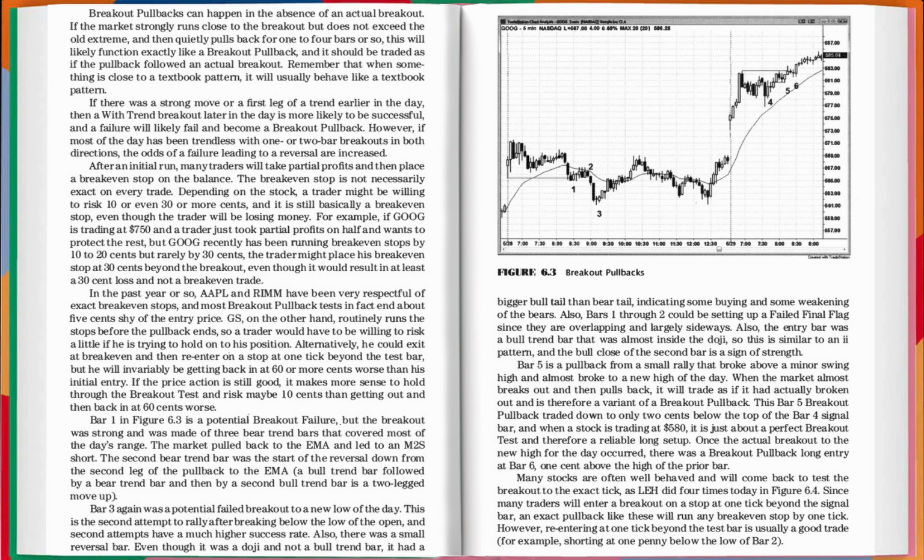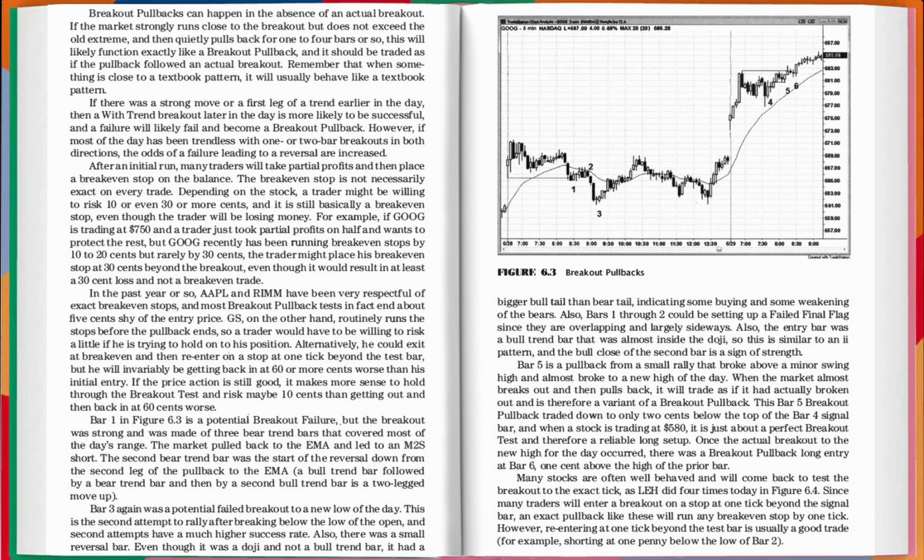Also, bars 1 through 2 could be setting up a failed final flag since they are overlapping and largely sideways. Also, the entry bar was a bull trend bar that was almost inside the doji, so this is similar to an Roman 2 pattern, and the bull close of the second bar is a sign of strength.